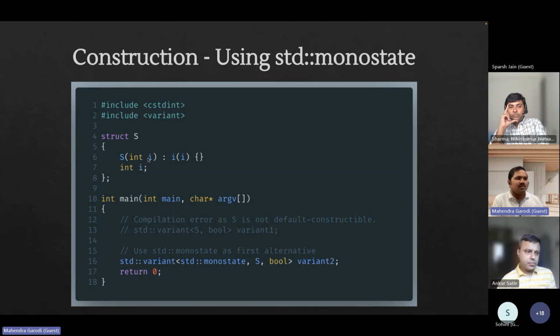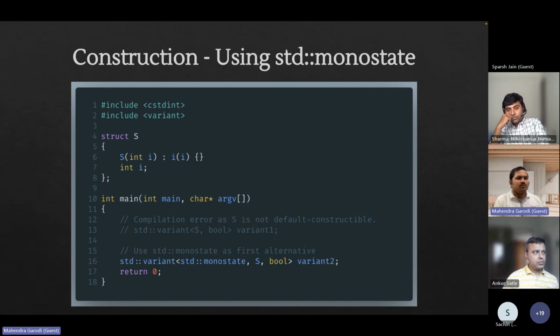So for such cases, C++ has provided a nice utility called monostate. Monostate is nothing but an empty structure, and an empty structure can anyhow be initialized. So you can just say std::monostate as the first template argument, then this will become the first, this will become the second and third, and when you initialize with the default initialization, the variant will now contain the monostate value.